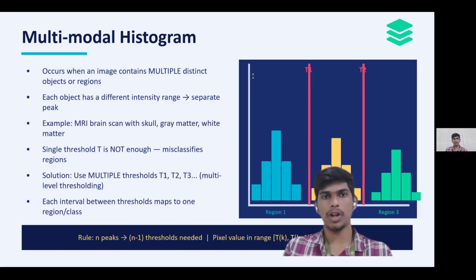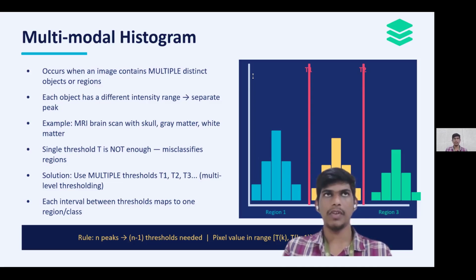The multimodal histogram occurs when the image contains multiple distinct objects or regions, and each object has different intensity values, separating each peak. Its application is in MRI brain scans. In a brain scan, there is gray matter, white matter, and also cerebral fluid, so there are more than two objects here. In this case, we use the multimodal histogram, because a single threshold T is not good enough for classifying the regions.